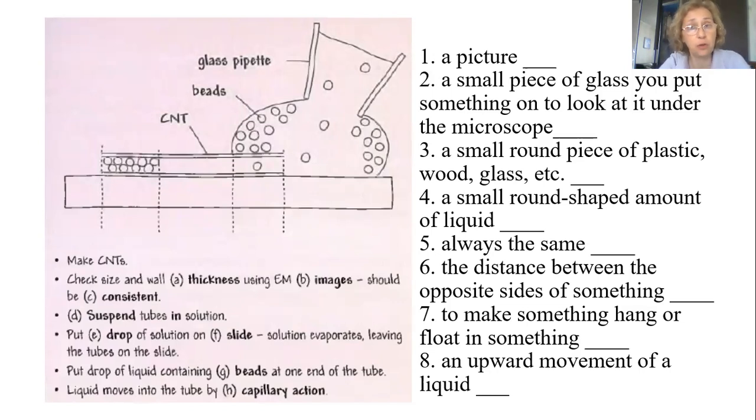Image. Image, yes, a picture is image. Okay, so Ardak, what about number 2? A small piece of glass. You put something on it to look at it under the microscope. Just a minute. Small piece of glass. Yeah? Yes.